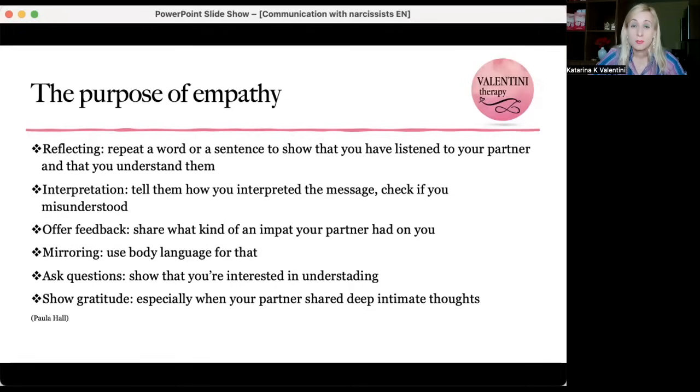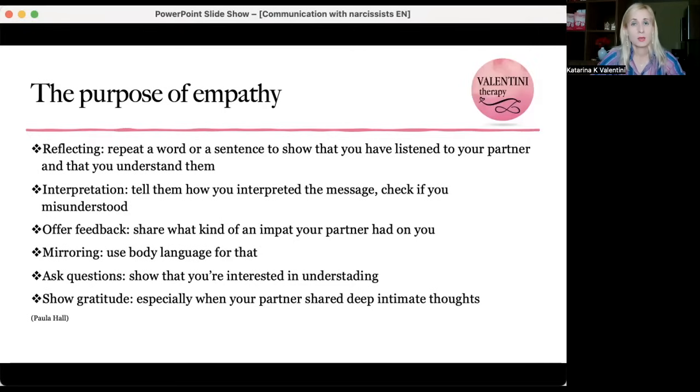Ask questions. By asking questions, you can clarify the situation, and most of all, you can indicate that you are interested in understanding. So ask questions and sub-questions and follow-up questions, and as many questions as you need to fully understand what's going on. And show gratitude, especially when your partner has shared some deep, intimate thoughts. Narcissists don't open up emotionally very often. They don't like to share their intimate thoughts. They don't let you into their intimate world.